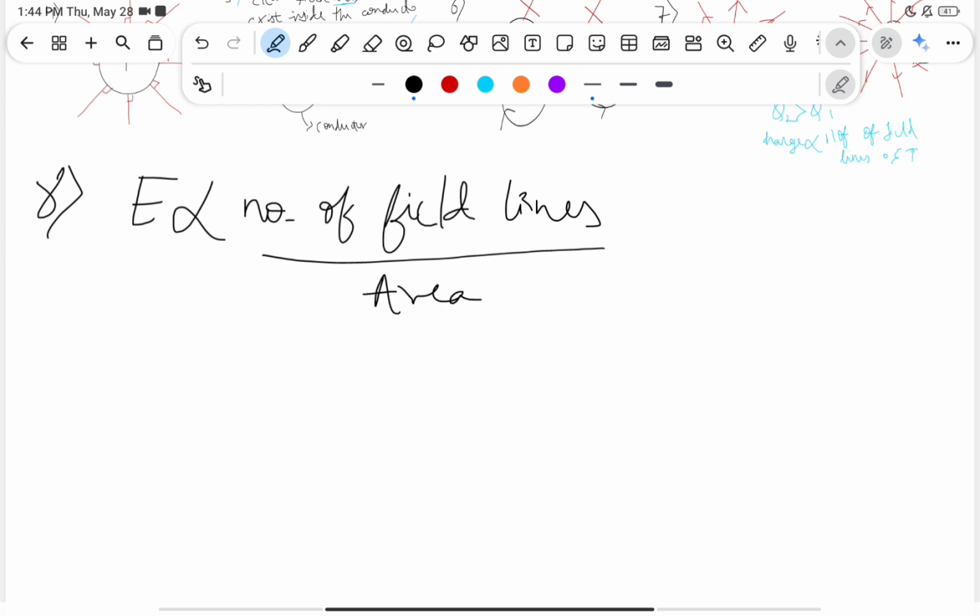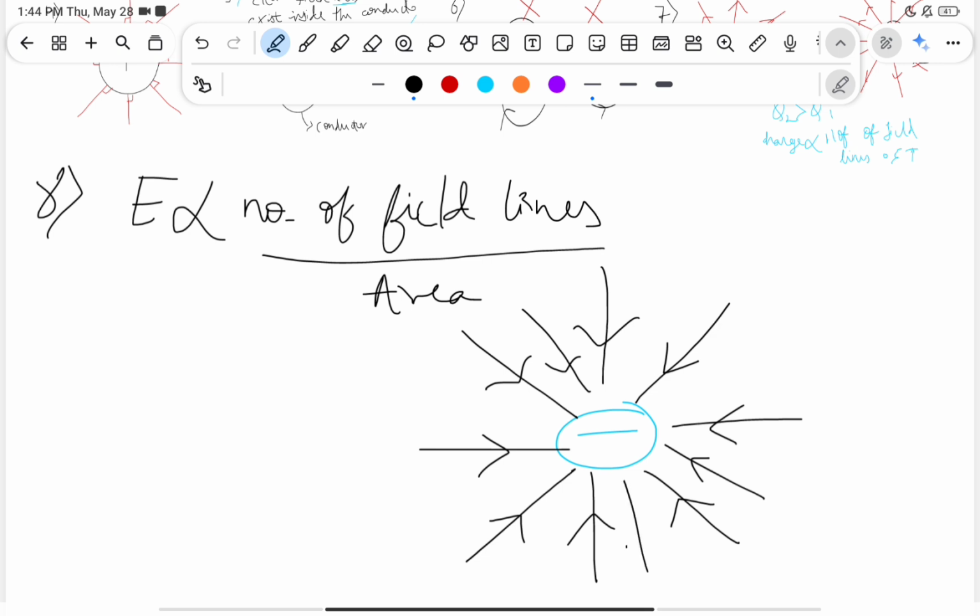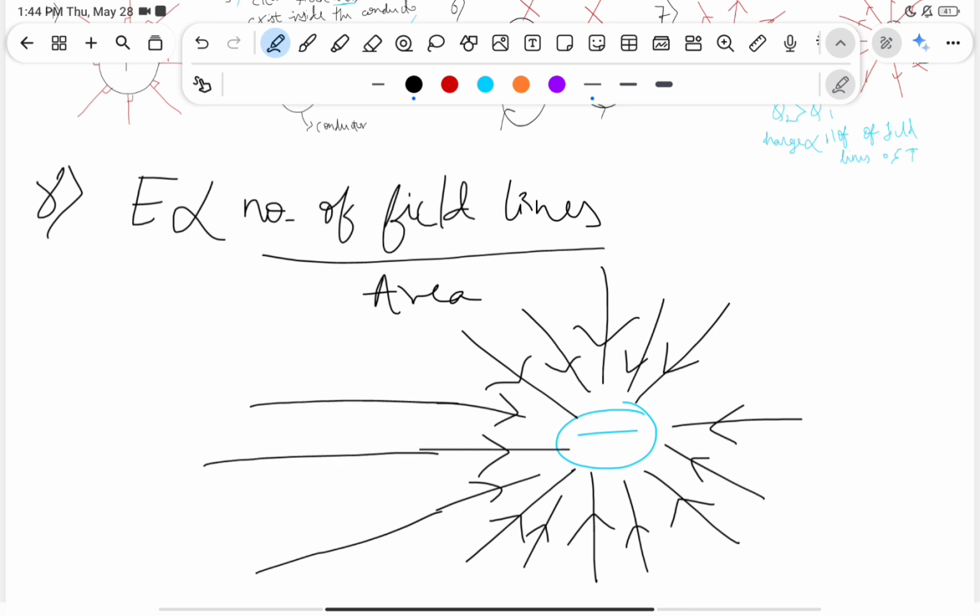What does it mean? If I am taking a positive charge, or a negative charge, I will take a negative charge. Why am I drawing the arrows like this? Because in light of the first property, if this is the thing, this will be followed here also.